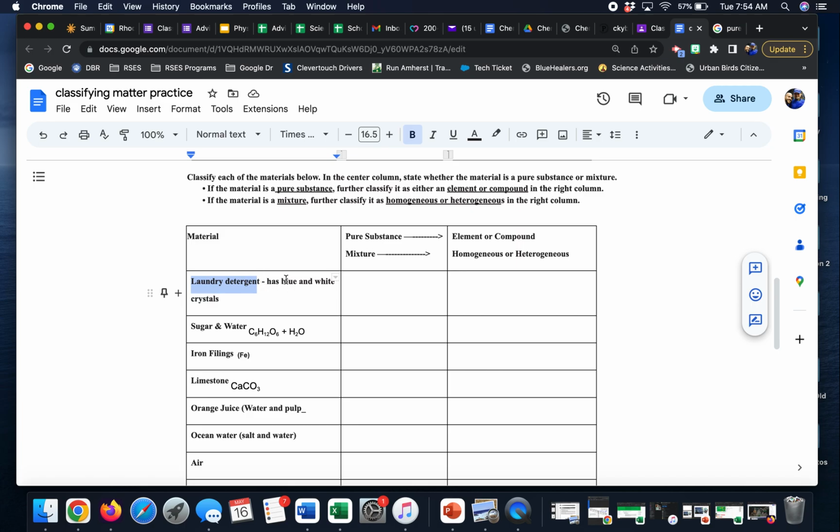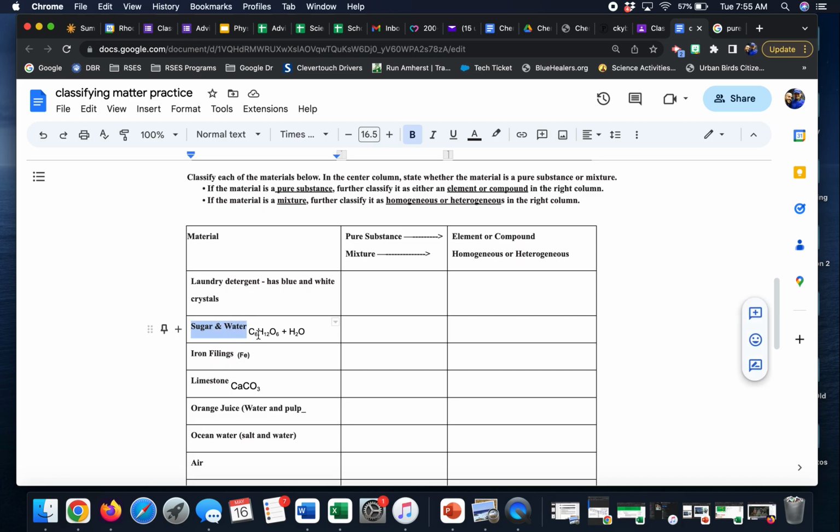So let's look at the first example to make it a little easier. Laundry detergent has blue and white crystals. Well, they look different. We don't see any formulas, so that means that it's not going to be a pure substance. So it's a mixture. So we're going to write mixture here because it's different stuff mixed together, not bonded, not stuck together. And then we come to the right column and we look, is it homo or hetero? Well, if we can see separate blue and white, that's not the same, it's different, so this column would be heterogeneous.